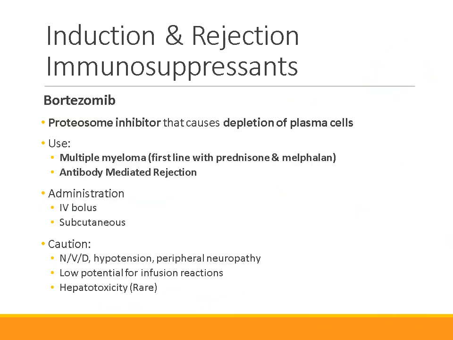Bortezomib is a little bit different than the other agents we've talked about thus far. Bortezomib is a proteasome inhibitor that causes depletion of plasma cells. So this is also working on the antibody B cell type line, but this is kind of working in a different place than what we were just looking at. The rituximab affects B cells, but rituximab does not affect already made plasma cells. So the bortezomib is working in antibody-mediated rejection in a different way.